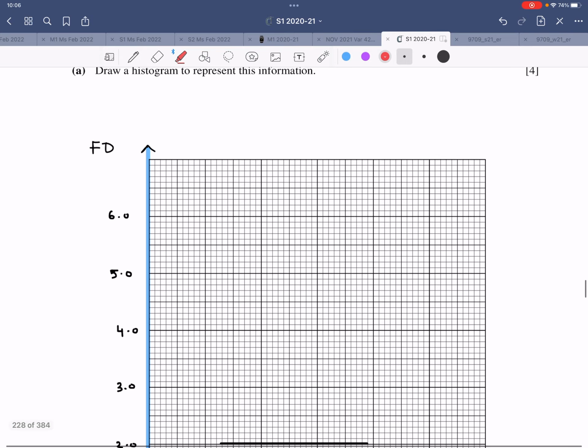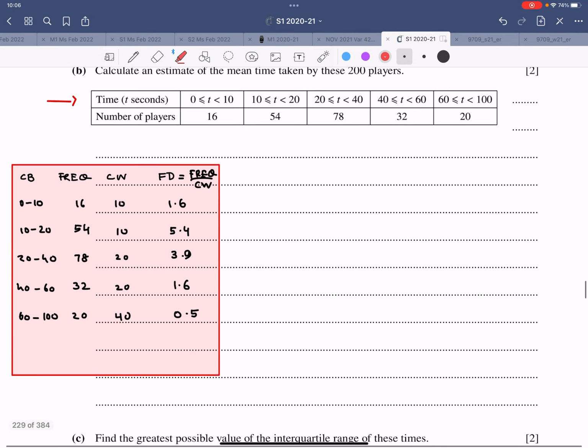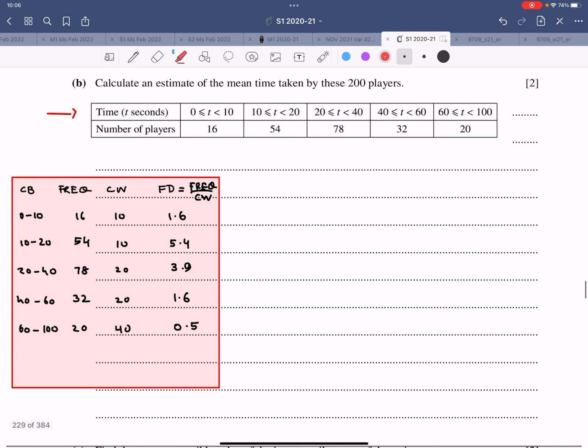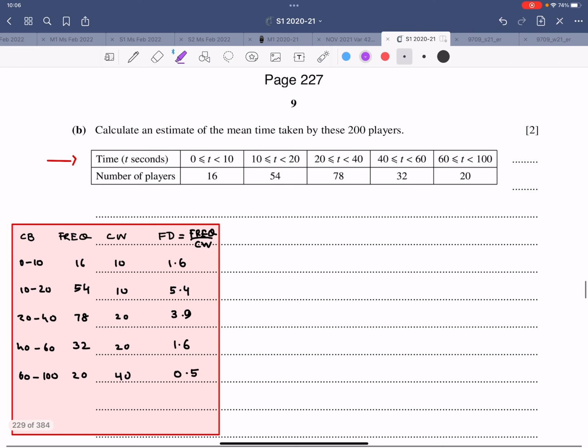Now the second part, that is estimate of mean and variance. So that is straightforward because they have not asked for a standard deviation. So therefore it's very simple. You don't have to draw that 5-column method. All you have to do is to locate the mid value, that's 5, 15, 30, 50, 80.